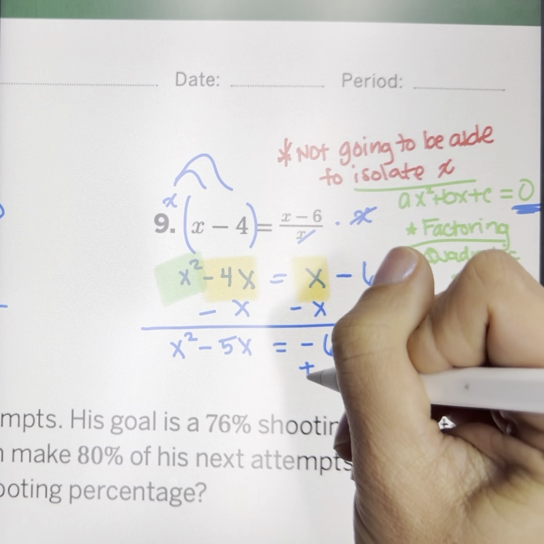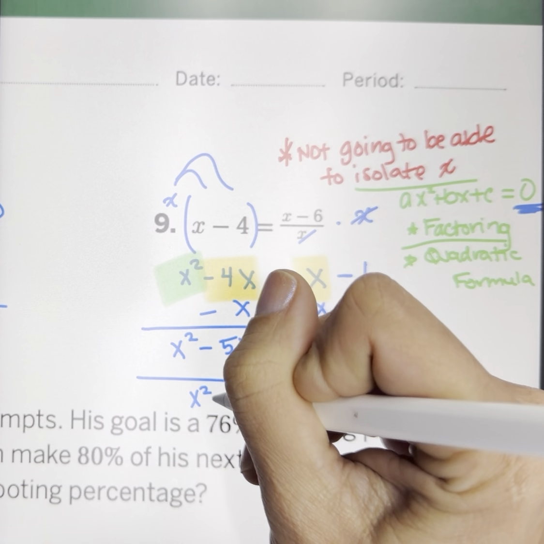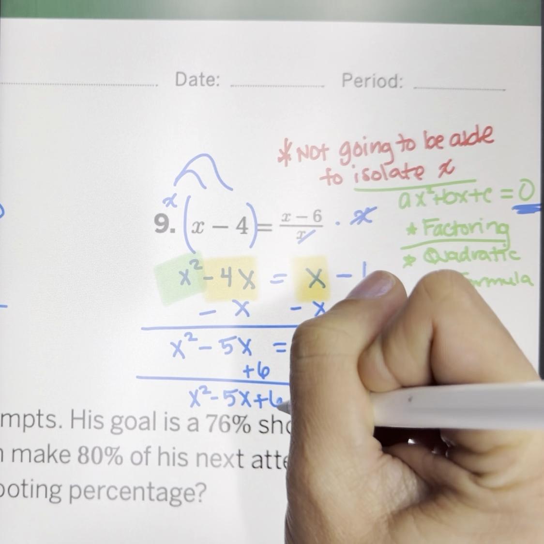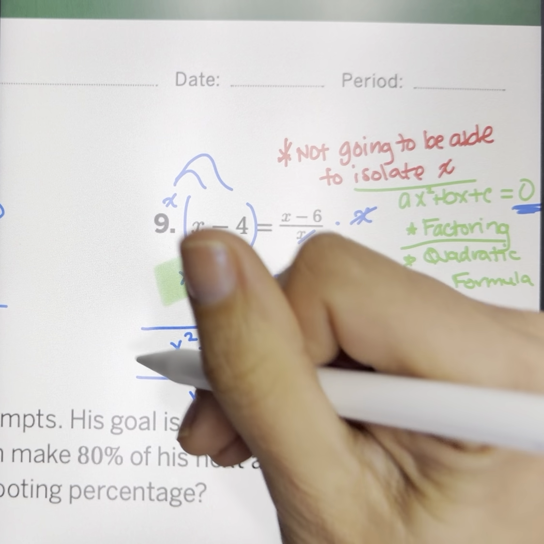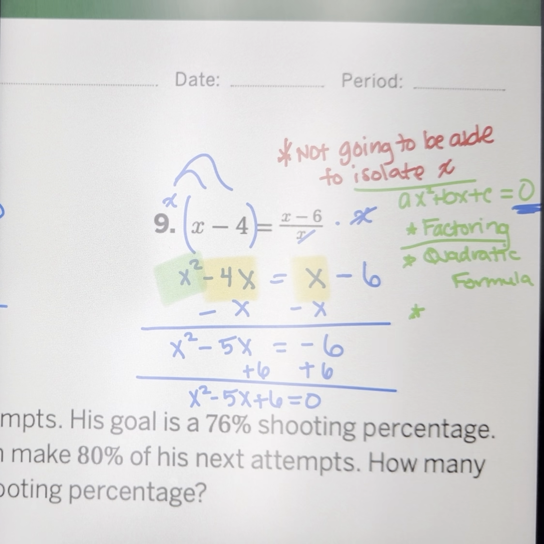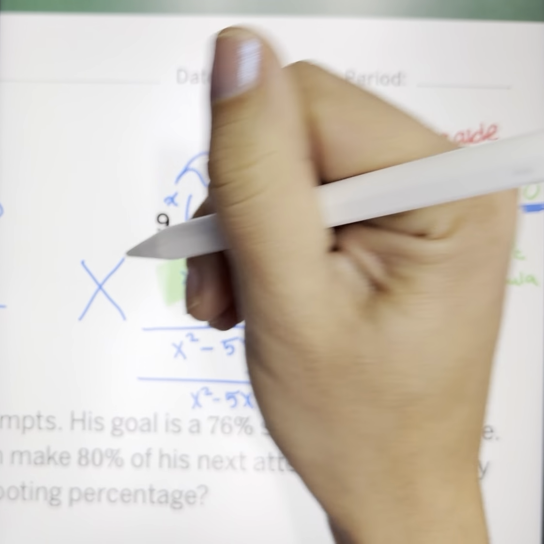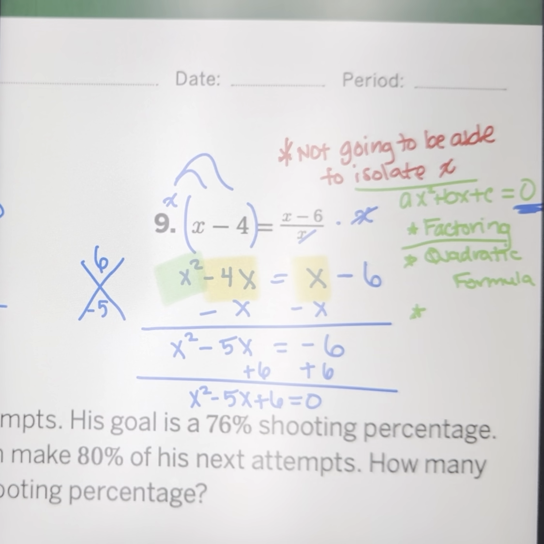So step 1, add the 6 to both sides. And now we have x squared minus 5x plus 6. And remember, I told you guys, if you're not going to learn all 4 different ways of factoring, at least learn this one because it comes up most often. Here it is. Okay, you're looking for 2 numbers that can multiply to make 6 and also add to make -5.